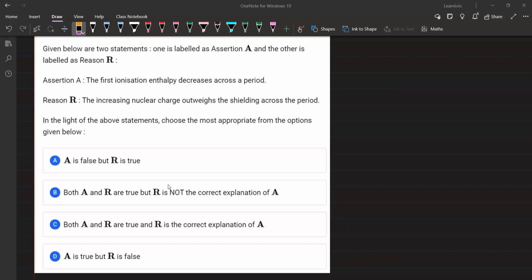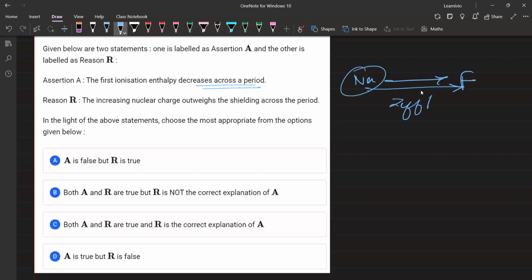Here, guys. The first ionization enthalpy decreases across a period. This is not right, this is false. Sodium to fluorine: if you go like this, then sodium will have the least ionization enthalpy. As you go from left to right, the Z effective increases and the size decreases, so ionization enthalpy will also increase. So the assertion is false. It is option A. I don't know why many people were doing C. Make sense? Yes or no? Maria, tell me. Maria, Madiha.